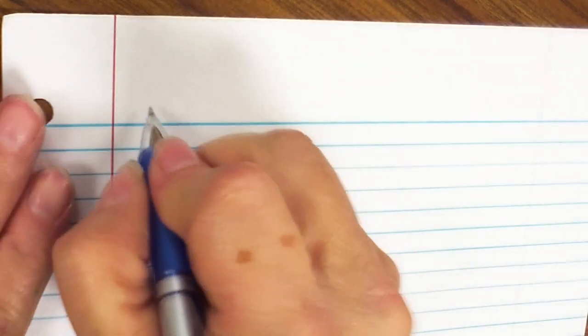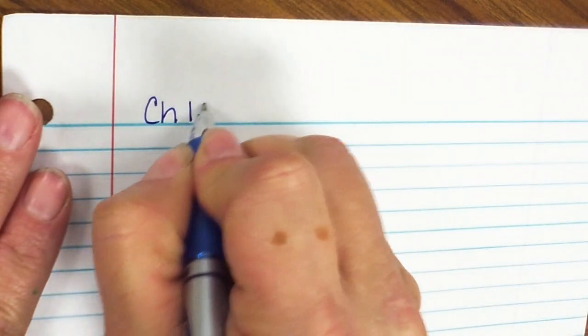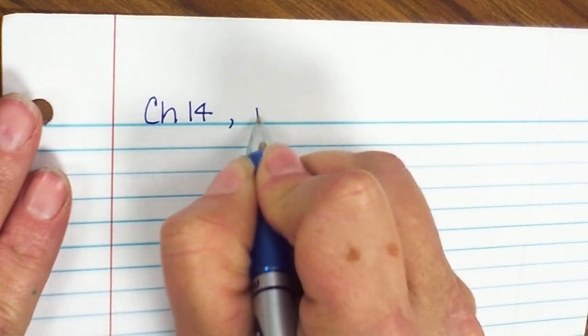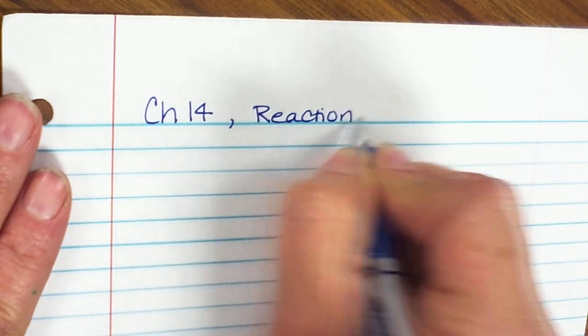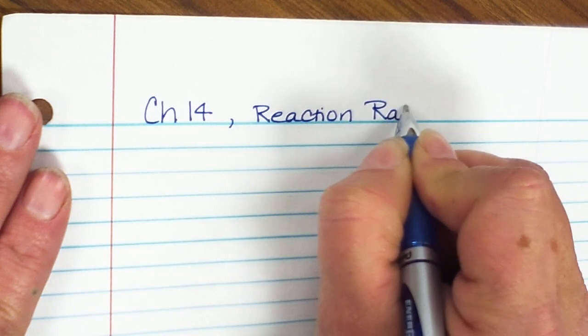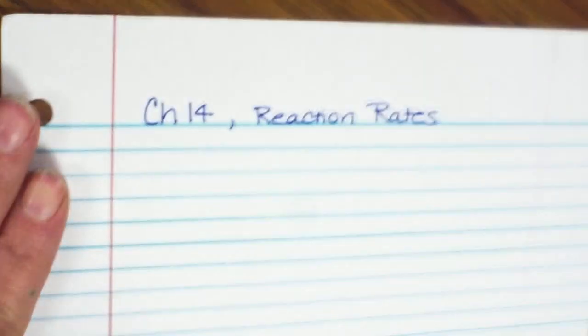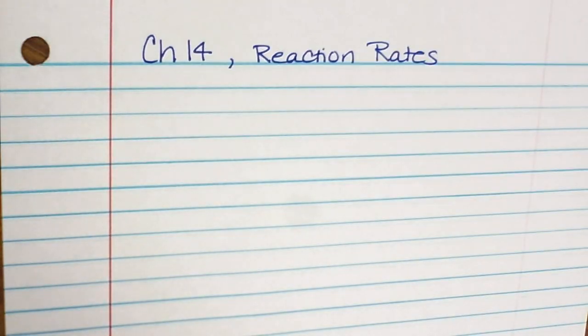So, this is chapter 14, and this is reaction rates. So the question is, how fast does a rate go? And does it go always at the same speed? Well, it doesn't, for a lot of reasons.